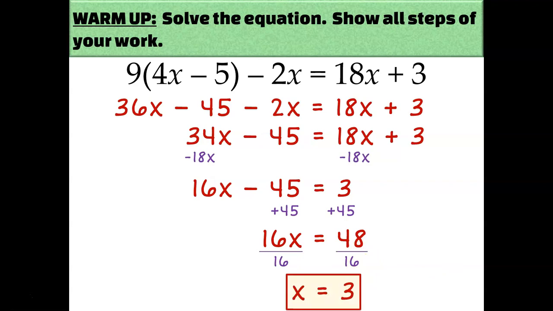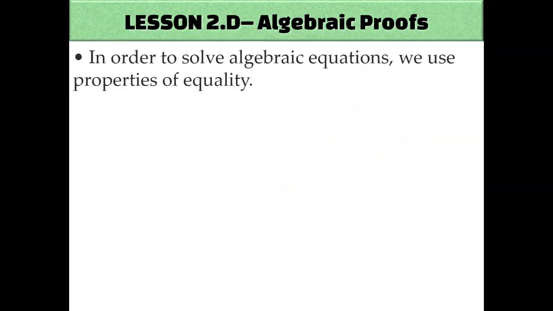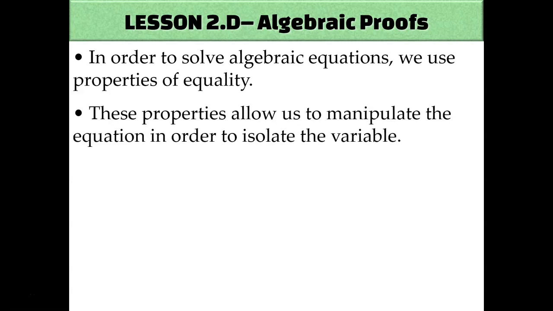So basically what we're going to learn how to do in this lesson is say why we're able to do each of these things. And when you say, I did this and the reason I could do it is because of this thing, that's called a proof. In order to solve an algebraic equation, we use properties of equality. Those properties allow us to manipulate the equation in order to isolate the variable, which is a fancy way of saying add or subtract or multiply or divide until we get the x alone.